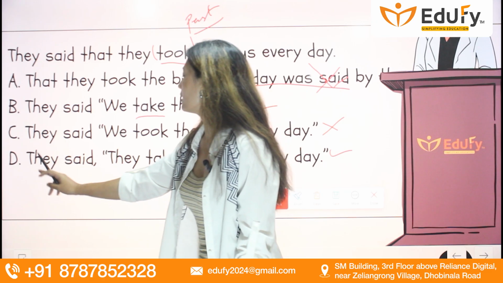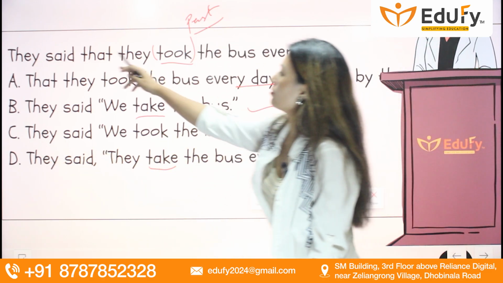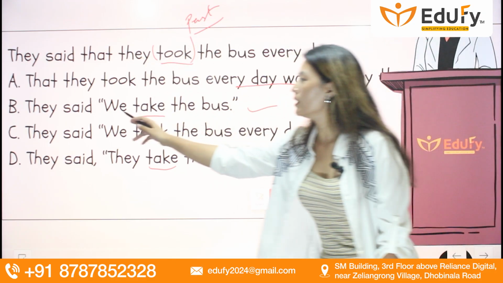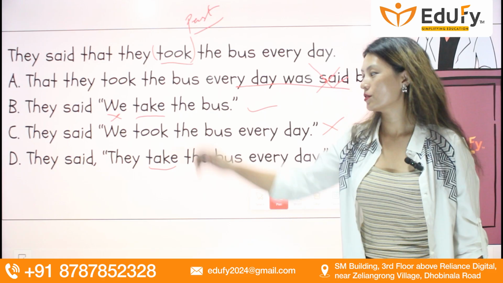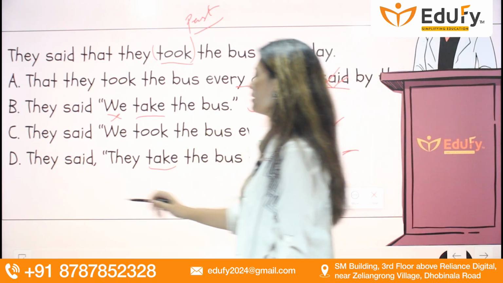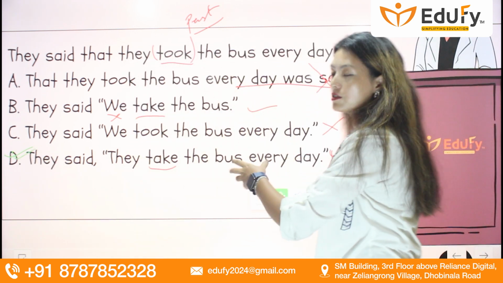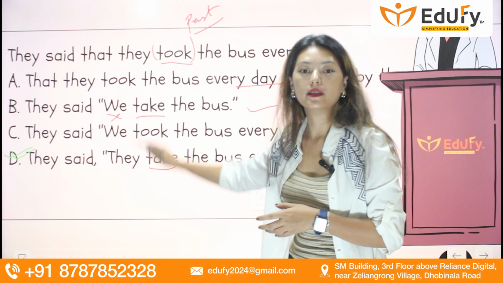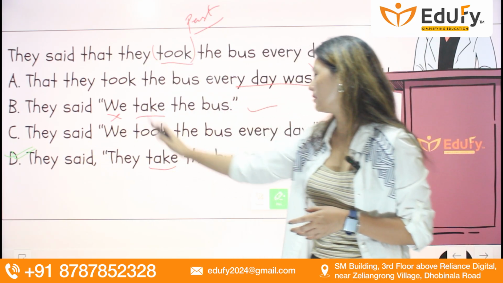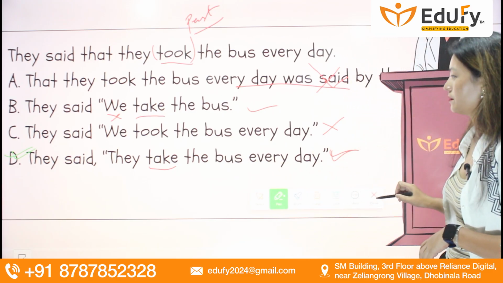Here in the sentence, I'm saying, they said they take the bus every day, right? Here also, they said that they took the bus every day. Yes? So "we" does not make sense here in this sentence. So therefore, the right answer is D. D is the right answer because all the necessary changes that we require for a direct speech to be turned into indirect have been made here. "They said that they took the bus every day" will be changed to "they said they take the bus every day." So this is the right answer.